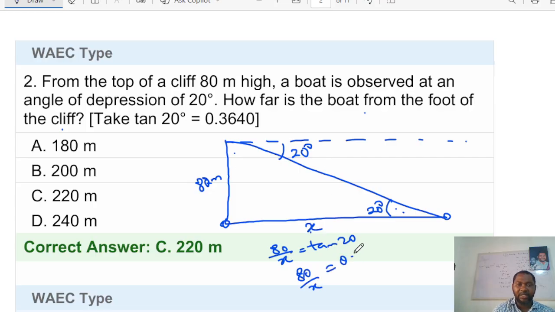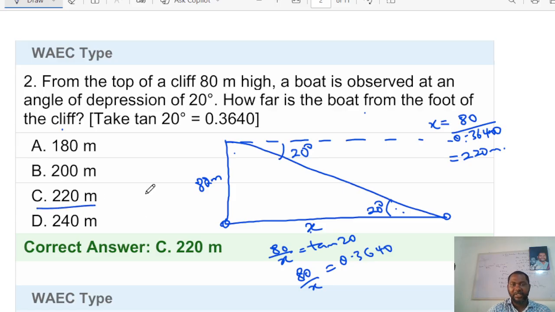From the table, tan 20 is 0.3640, and so we can go ahead and find x. If you cross multiply, x is going to be 80 divided by 0.3640, which would be about 220 meters. 220 meters. You can use your calculator to confirm that. So C is the answer, right?